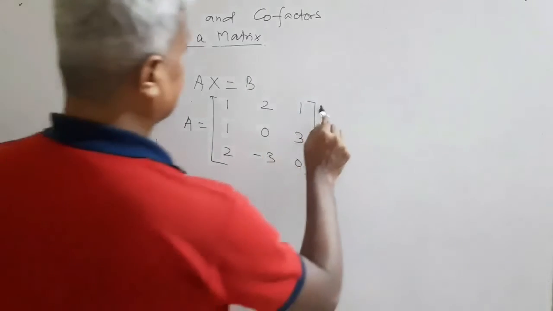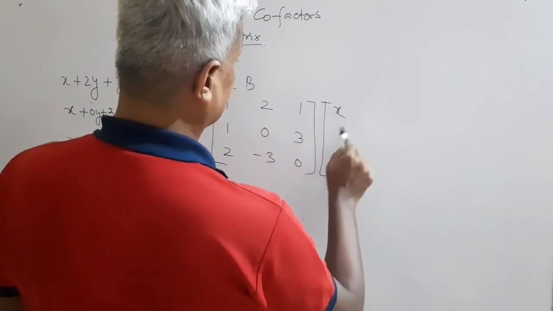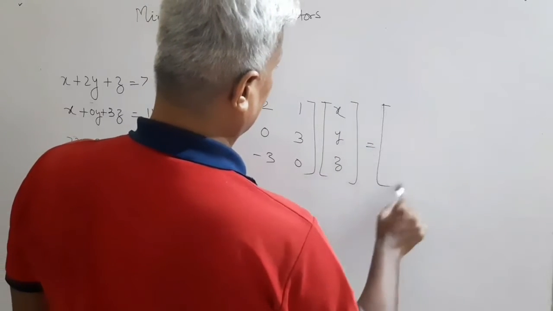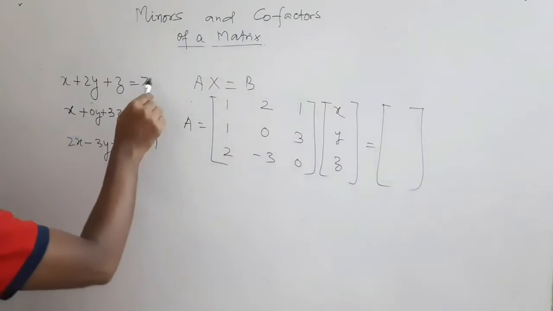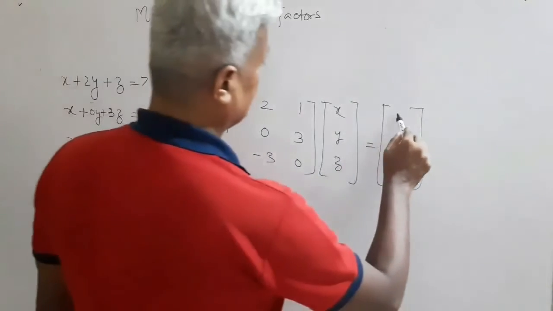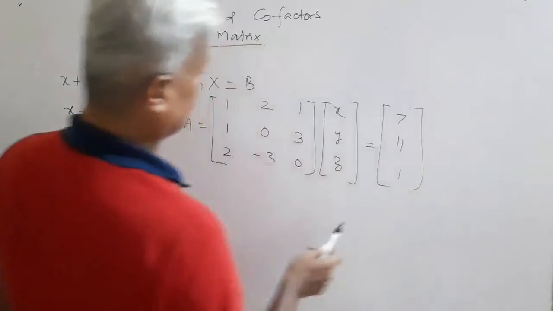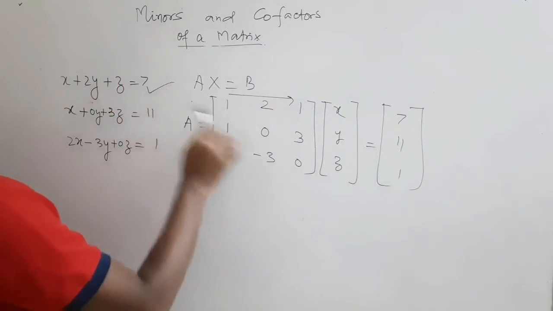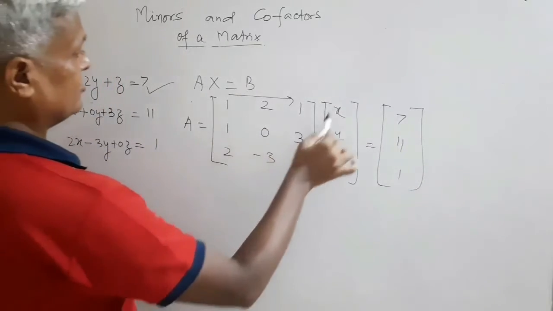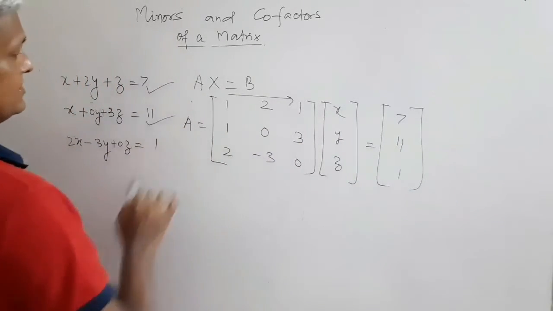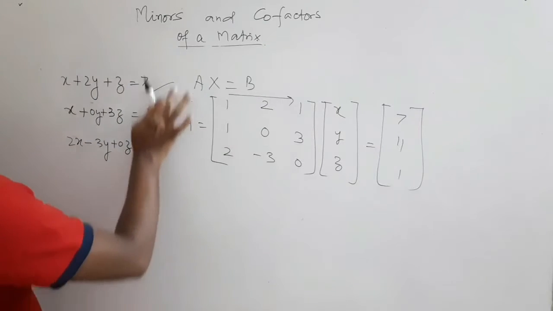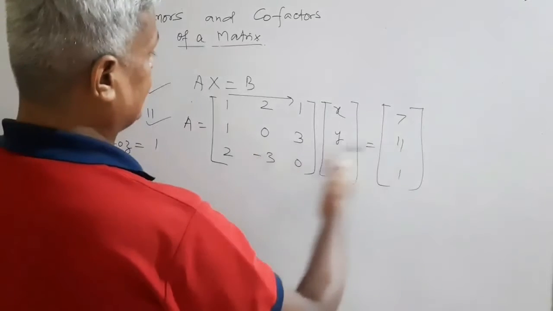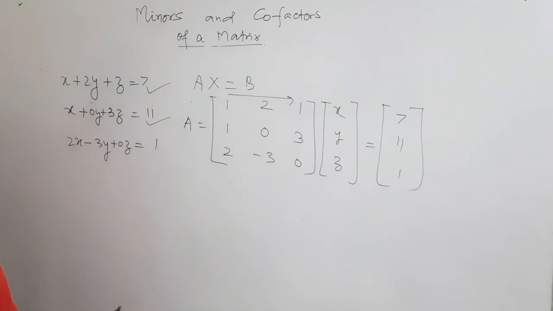Then what is X? X is these values x, y, z. And the product of these two will be 7, 11 and 1. If you multiply this with this, you will get this equation compared with 7. Second row, this column, this. So this representation of the three equations can be represented like this, AX = B.